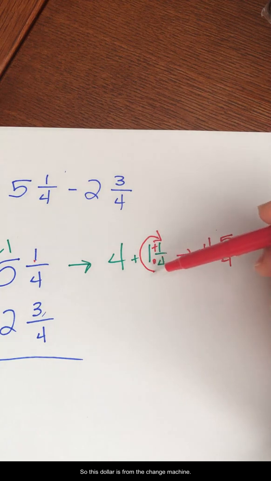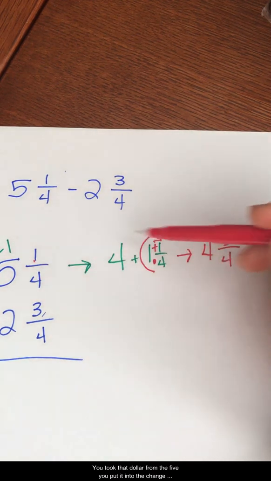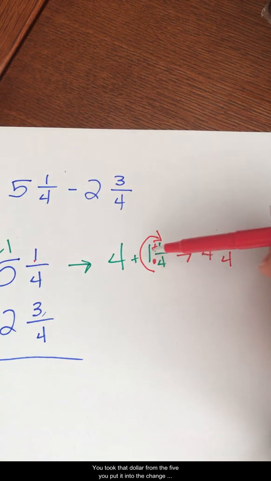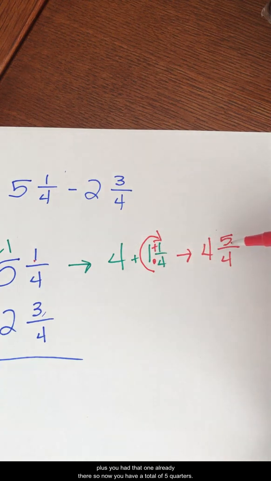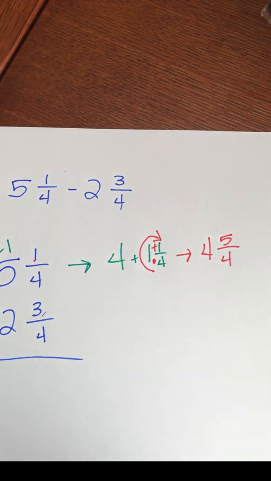So this $1 is from the change machine. You took that $1 from the 5, you put it into the change machine, you heard ding, ding, ding, and then what came out? 4 quarters. Plus you had that 1 already there, so now you have a total of 5 quarters. Does this make sense so far? Yes. Okay. So now I can subtract.